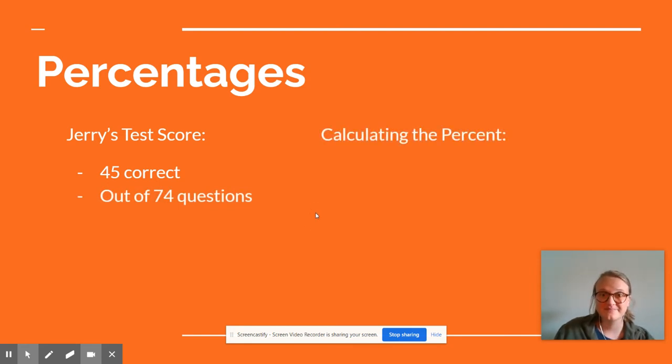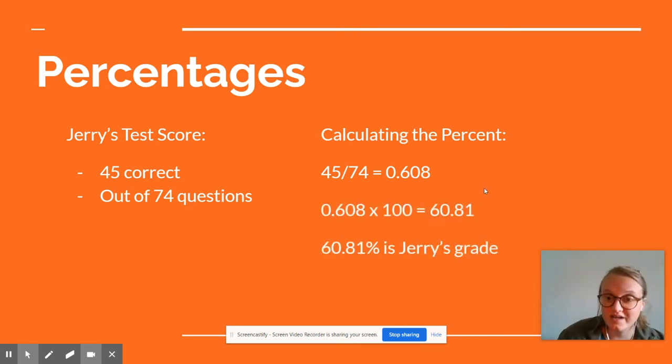What was his percent? You are going to divide 45, which is the number he got correct, divided by 74, which is the total number of questions. And then you get 0.608. Multiply that by 100, you get the percent, which is 60.81%.